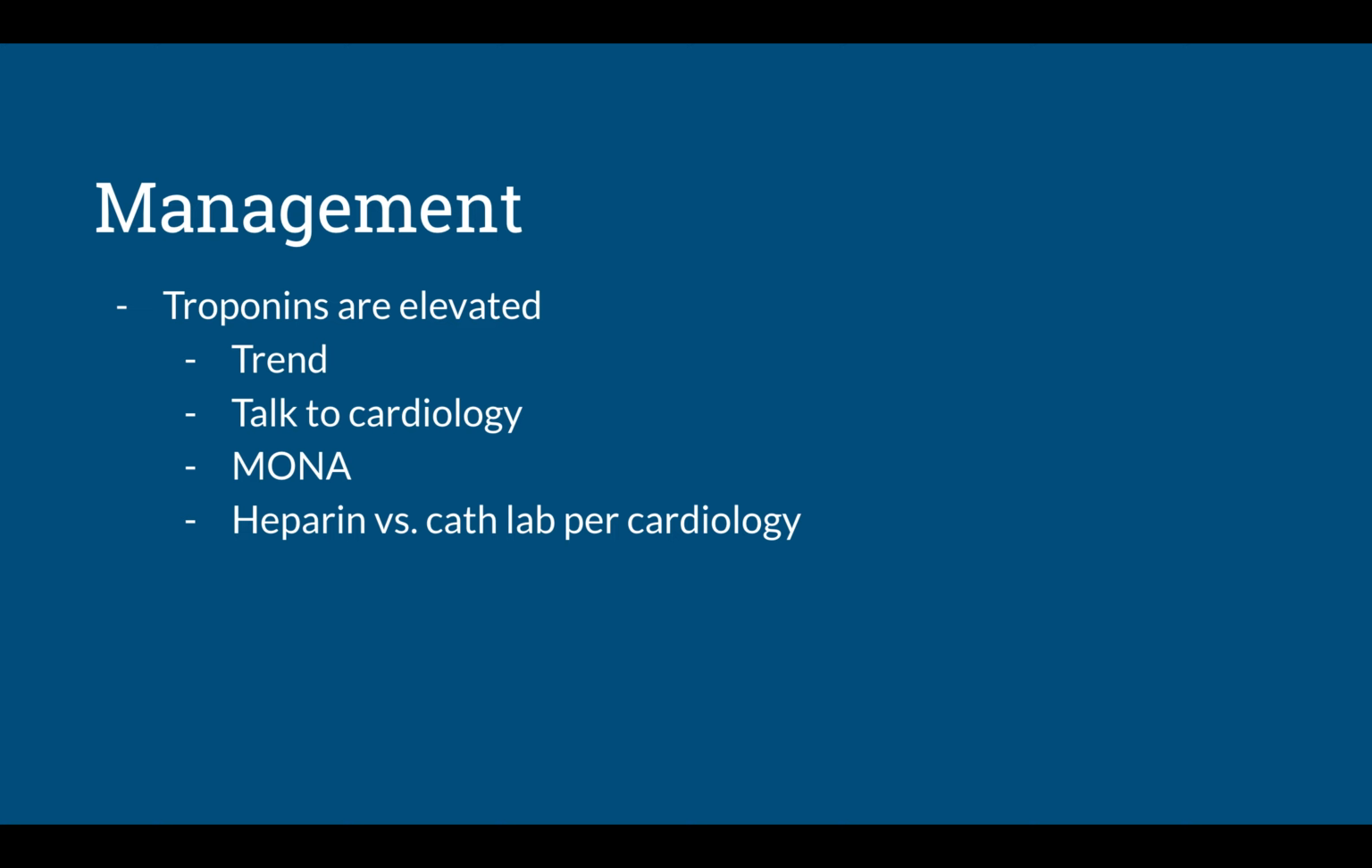So switching gears again, if you go and see the patient, order troponins, they come back elevated, no reason to think they have demand ischemia, and you think it's really acute coronary syndrome, you're of course going to want to trend the troponins, and you're going to want to talk to cardiology. Treatment for ACS is that old acronym MONA for morphine, oxygen, nitrates, aspirin. And per cardiology, doing either a heparin drip versus taking them to the cath lab.